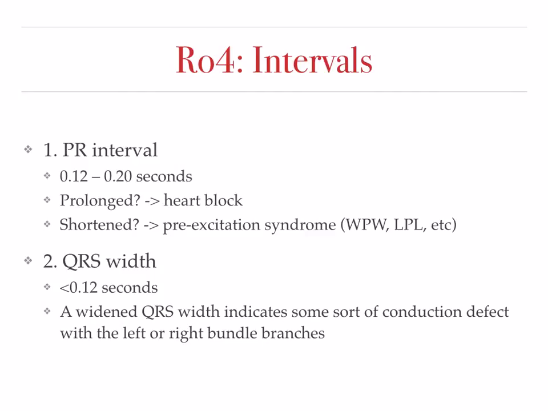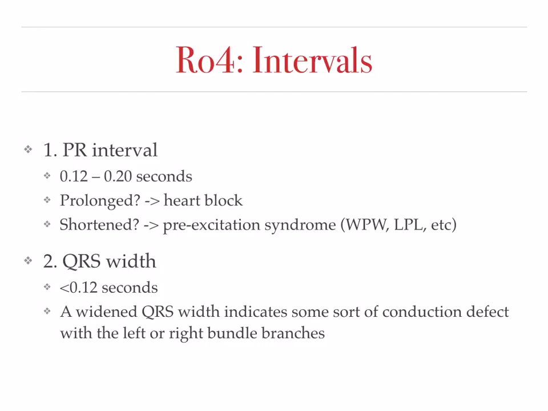Our final category in the rule of 4 is going to be intervals. There are 4 intervals once again that we're going to look at. First one being the PR interval. The typical PR interval should be between 0.12 and 0.2 seconds. If it's prolonged, does this mean that the patient has a heart block? And if so, what kind do they have? If it's shortened, do they have a pre-excitation syndrome, such as WPW or LGL?